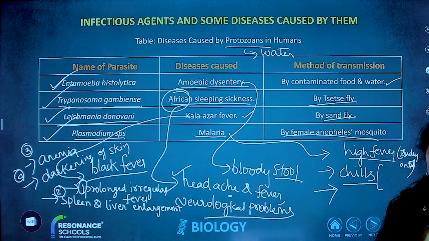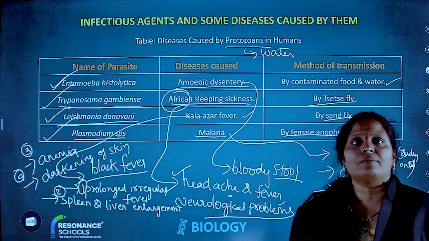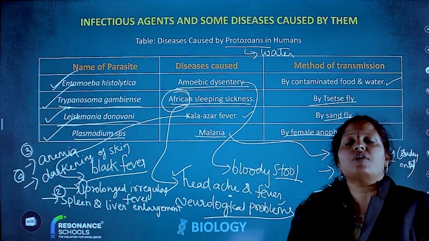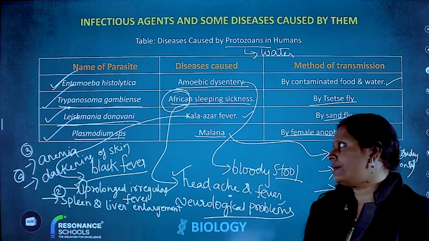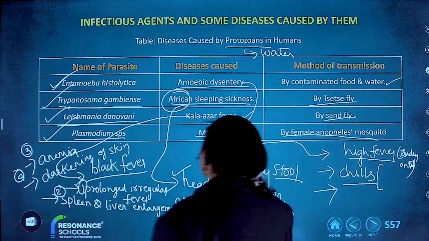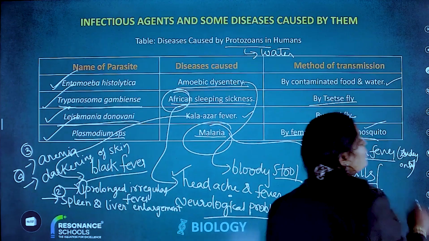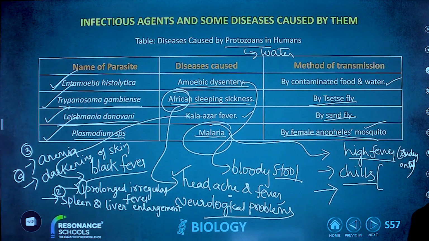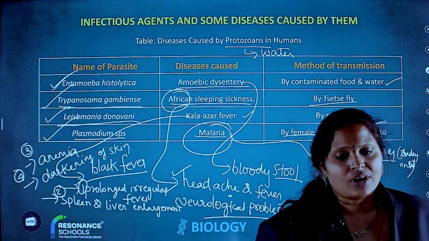Already I told you, the spleen is one of the lymphoid organs which is used for maintaining our immunity, formation of new cells, and it is a graveyard for RBC as well. Okay. Then Plasmodium causes a disease called malaria. Mode of transmission is the female Anopheles mosquito.